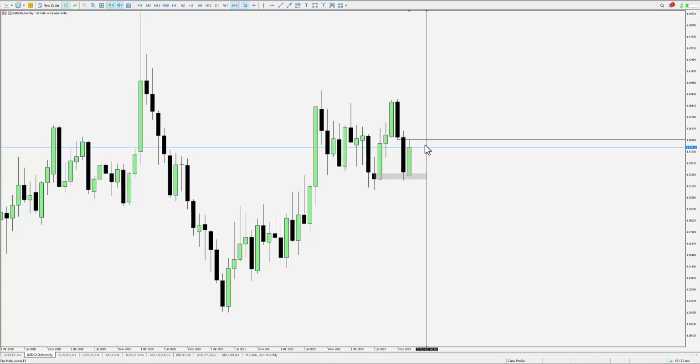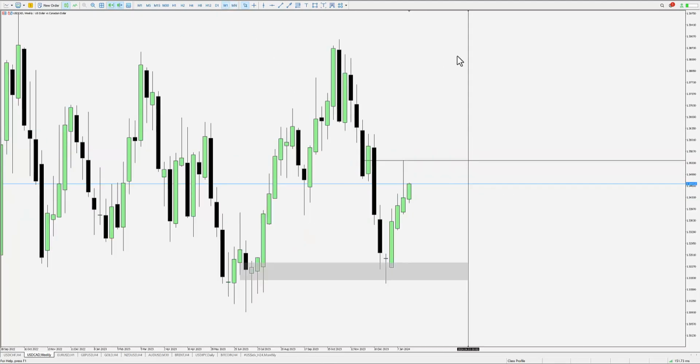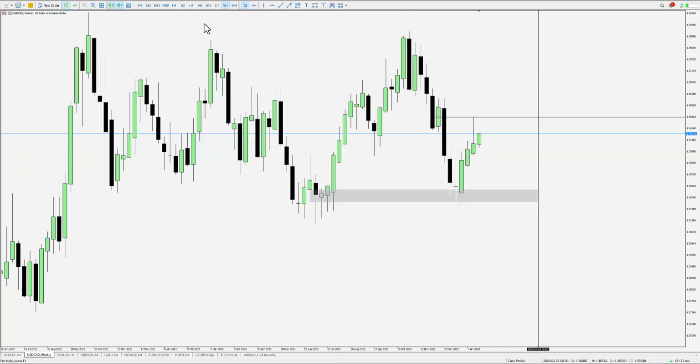So for right now, I think it's ideal to favor more long opportunities on USDCAD only when it's in a higher time frame discount array. So when you go to the weekly chart, you need to see discount arrays providing support and premium arrays providing resistance, right? And that's what happened last week.